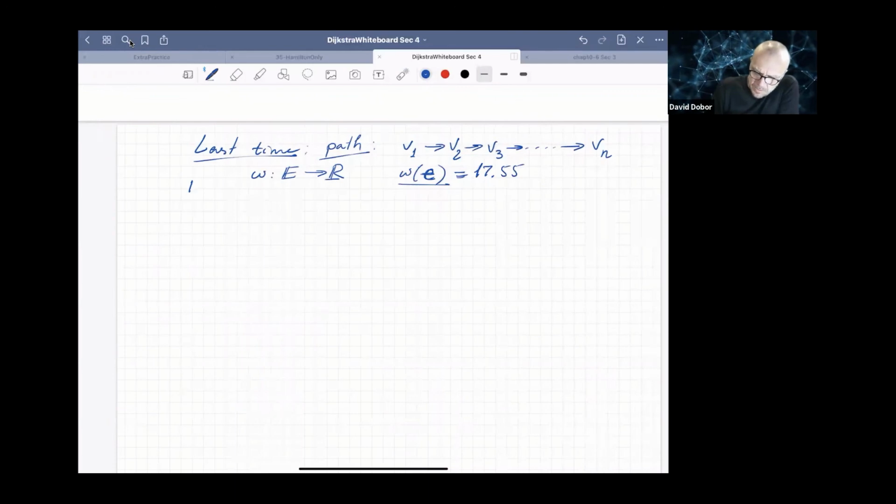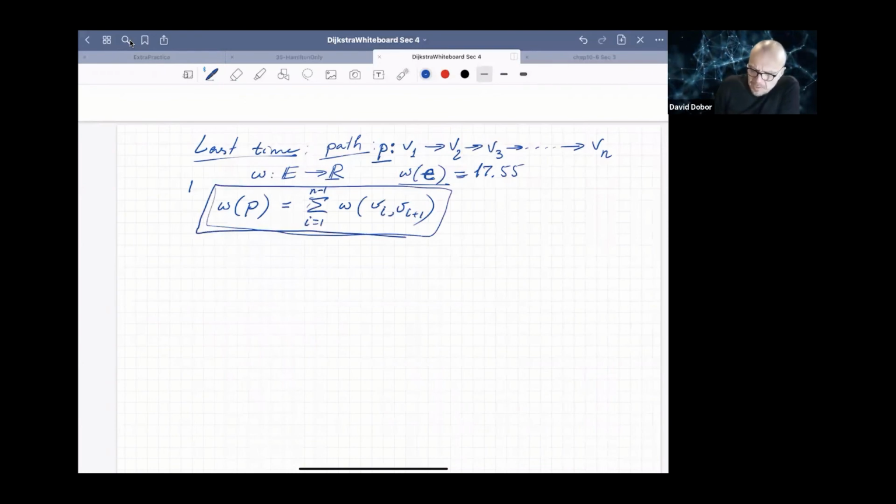So let's call this path P. Okay, so here's this path P, and we're defining the weight of a path. The weight of a path is defined as simply the sum of the weights of the edges along that path. So let's write it down. It's the sum, let's say i ranges from 1 to n minus 1, of the weight of the edge from v sub i to v sub i plus 1. I have n minus 1 weights because I have n minus 1 edges along that path. They sum up to some number, and that number is called the weight of the path.